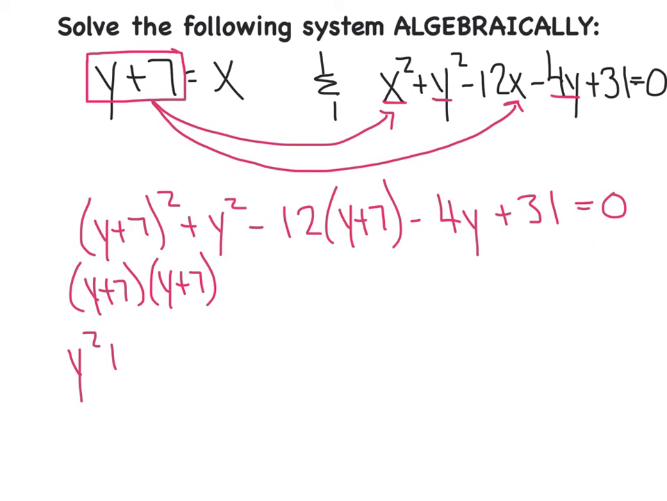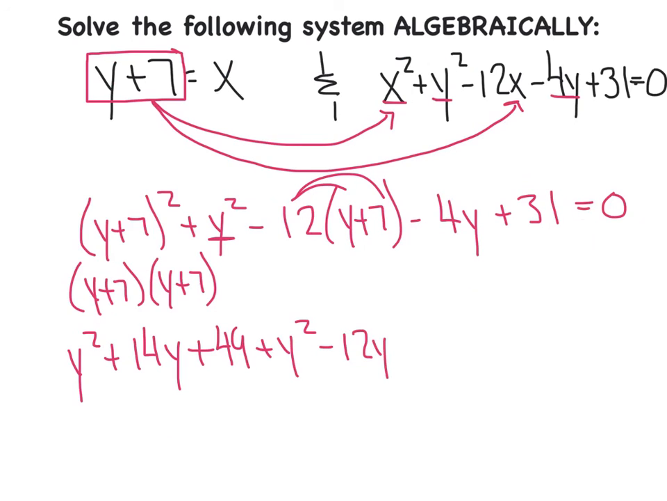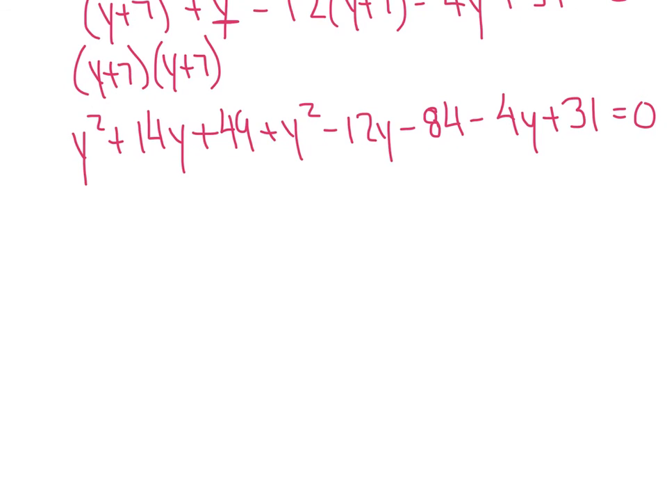Alright, we're going to take my sweet old time here and just repeat the y plus 7. And as I FOIL it, I've got y squared plus 7y plus 7y gave me 14y plus 49. And then the next term was a y squared. I'm going to distribute my negative 12. That's minus 84, I hope. Minus 4y plus 31. Wow, what a wild equation we have here. But it's really not that bad. We're going to just focus on combining like terms right now.